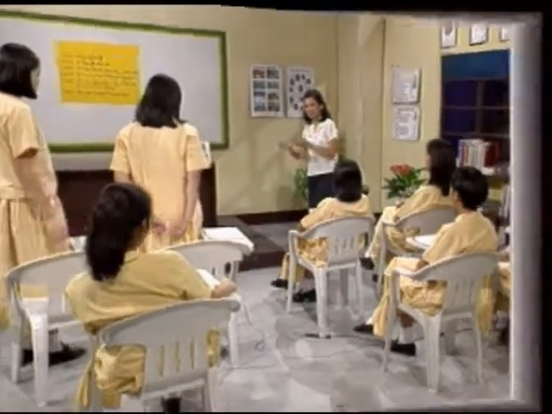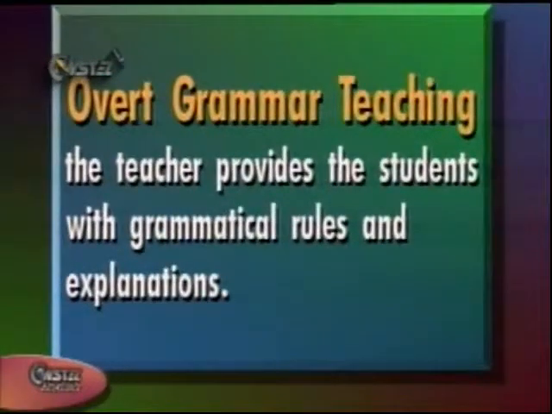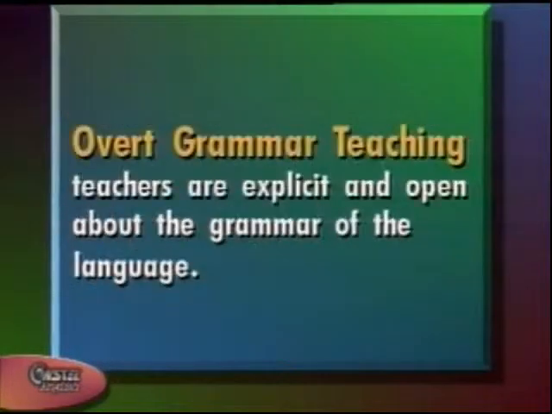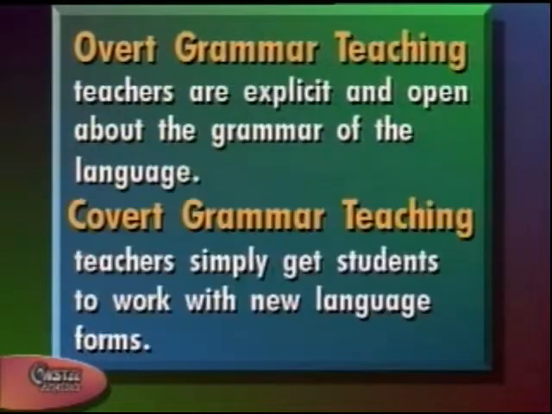That was great. Thank you very much. What you have seen is the covert way of teaching grammar. Notice the way the teacher indirectly taught the grammar. She merely made the students read the dialogue without making them realize what she was trying to teach them. On the other hand, in overt grammar teaching, the teacher provides the students with grammatical rules and explanations. In overt grammar teaching, we are explicit and open about the grammar of the language. But with covert grammar teaching, we simply get students to work with new language forms, and we hope that they will subconsciously absorb grammatical information, which will help them learn the language as a whole.